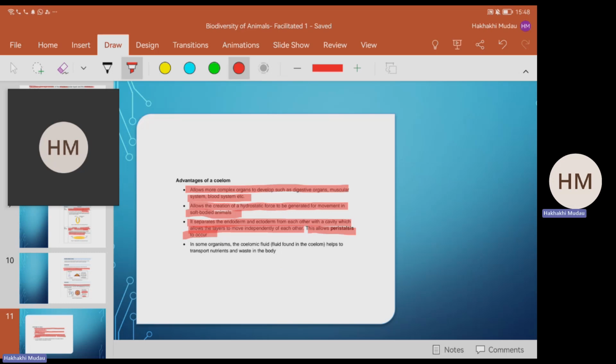In some organisms, the coelomic fluid found in the coelom helps to transport nutrients and waste in the body. I think that is self-explanatory.